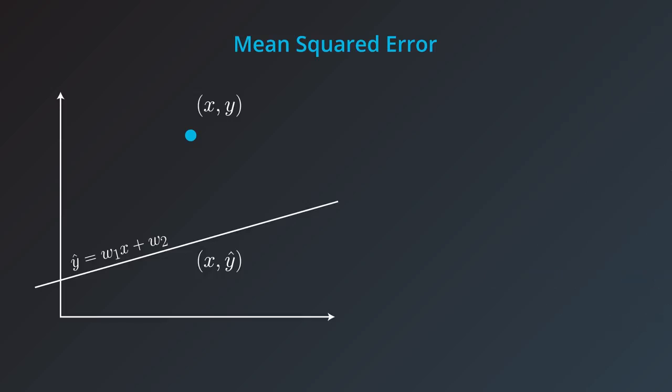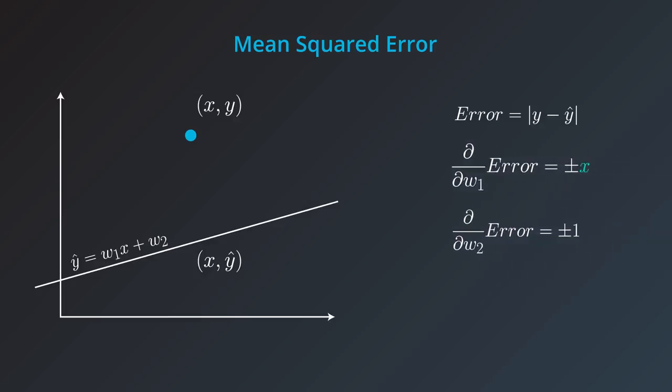We can do the same thing with the absolute trick. The procedure is very similar, except we have to be careful about the sign. This is our error, the absolute value of y minus y hat. And the derivatives of the error with respect to w1 and w2 are plus or minus x and plus or minus 1, based on if the point is on top or underneath the line. Since this distance is x, you can also check that this is precisely what the gradient descent step does when we minimize the mean absolute error.